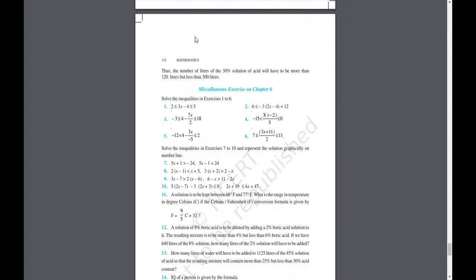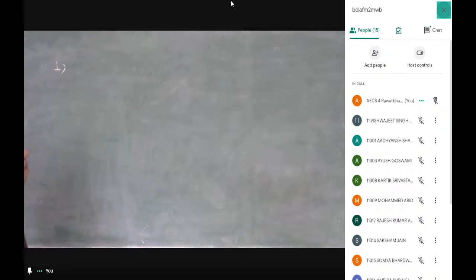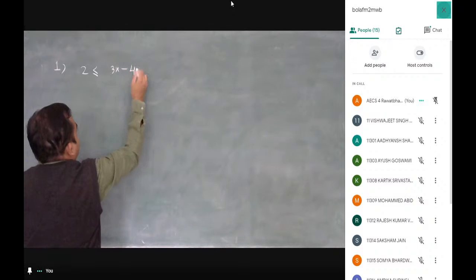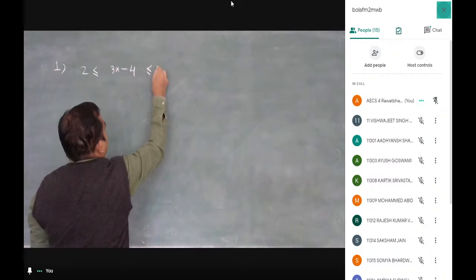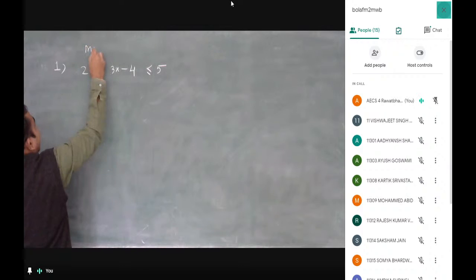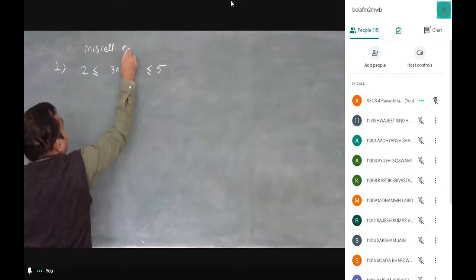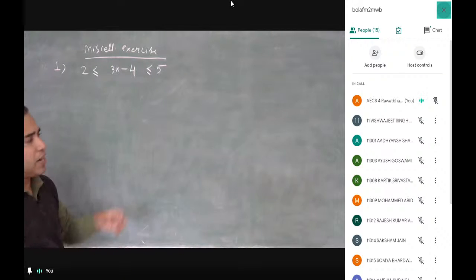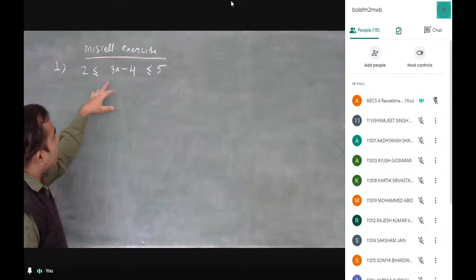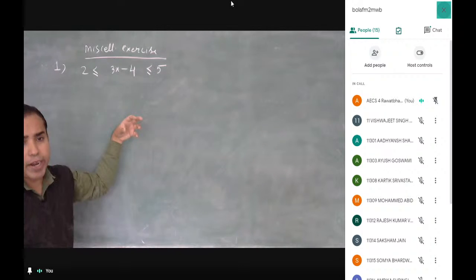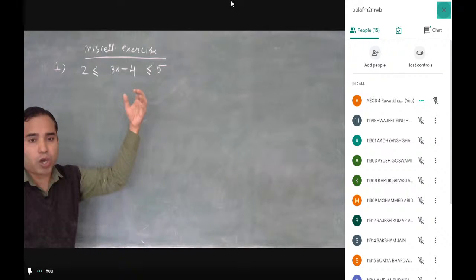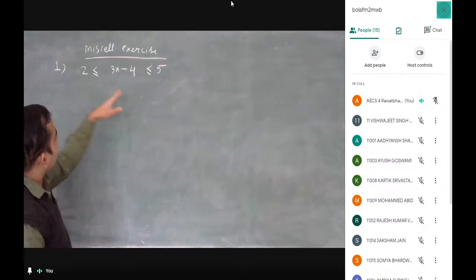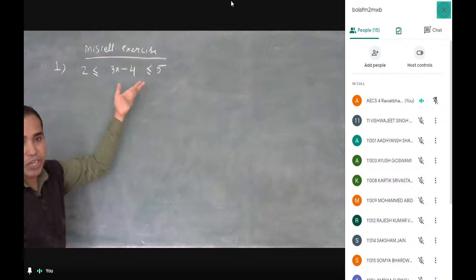Solve the inequalities in exercises 1 to 6. 2 is less than or equal to 3x minus 4, which is less than or equal to 5. Okay, so students, you can see 2 less than or equal to signs. Actually there are 2 inequalities, so you can take them separately. First I took this, 2 less or equal to 3x minus 4. Solve, get the solution for x, then take the other inequality, solve for x, then take the intersection of both the solutions. That is method 1. Method 2, you can solve both the inequalities together.